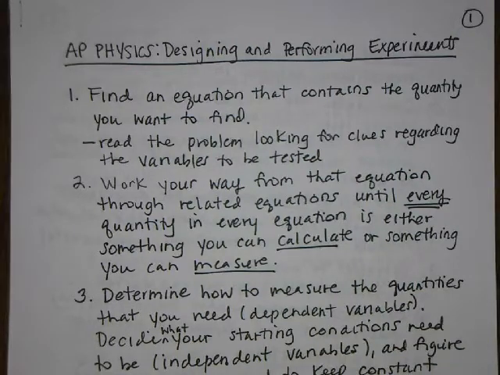Today we're going to talk about designing and performing experiments. Your second FRQ on this exam, which you're only going to have 15 minutes for, requires you to design an experiment. They're going to give a list of equipment, and you have to pick from the list and describe an experimental procedure that you would use. You have to be very specific with measurements and other things, and how you would use the equipment and everything that you would do.